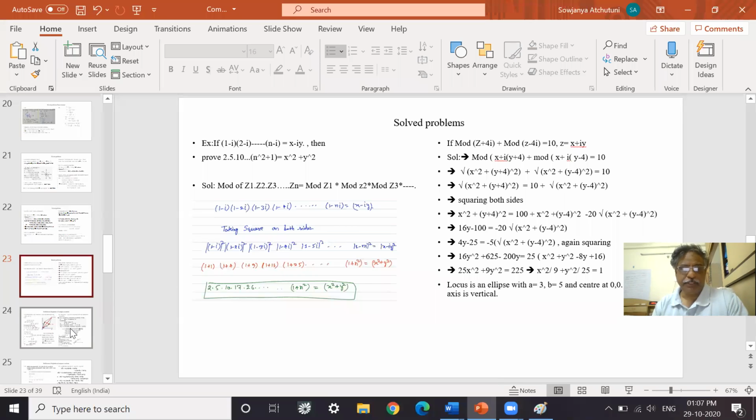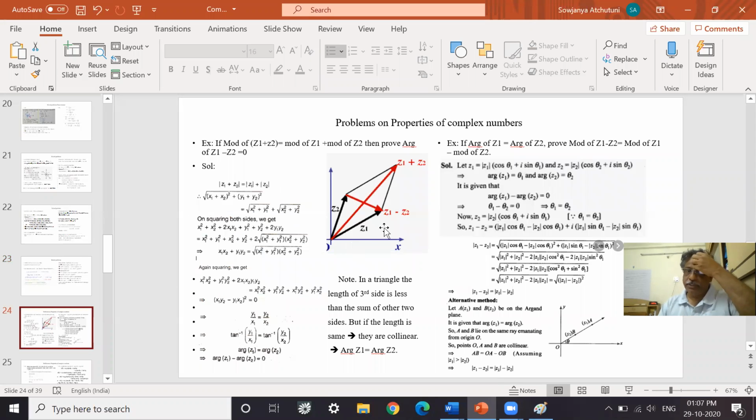Okay, so let us see the next one. So these are the problems. If mod of Z1 plus Z2 is equal to the sum of individual mods, then prove that the argument of Z1 minus Z2 is 0. See, there are two methods. One is the graphical method. Mod of Z1 plus Z2 is nothing but the resultant of Z1 and Z2.